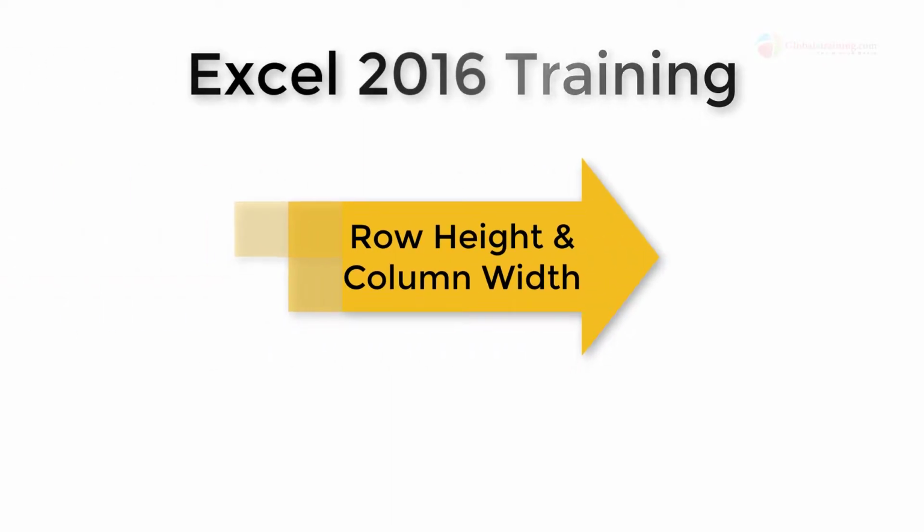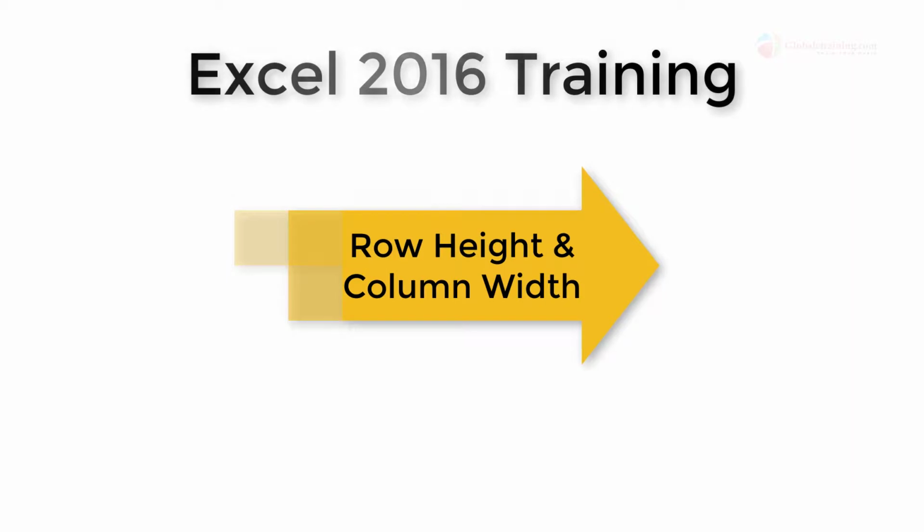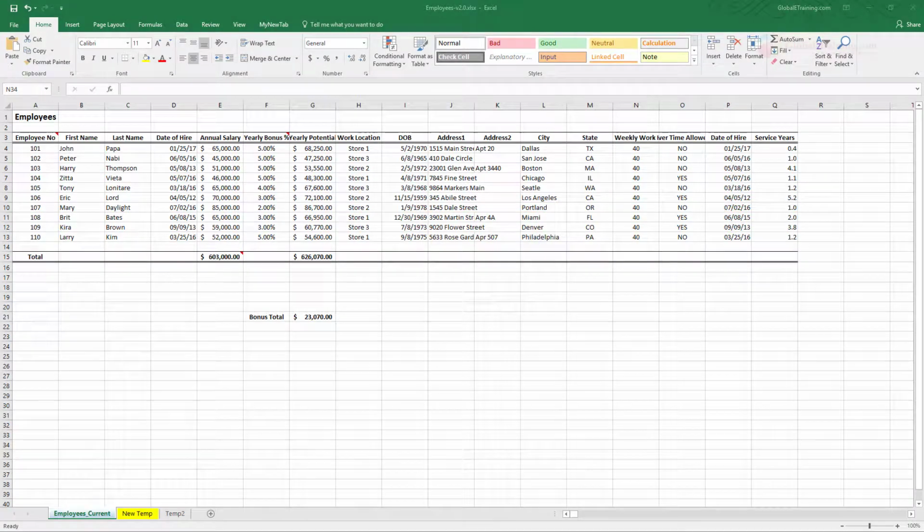In this video, we will take a look at changing column width and row height. Here is our employee spreadsheet and let us take a look at rows first. In order to adjust the row height, let's say for example, you want to increase the height of row 10. Just go there.